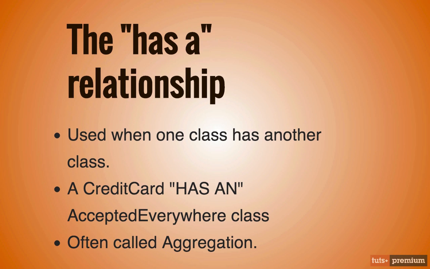Now, the has-a relationship is used to describe the relationship of when a class has another class. An example of this would be from our MoneyCard program. Each MoneyCard has an acceptability behavior defined as an instance variable. That could be a credit card has an accepted everywhere class, or a gift card has an accepted select locations class. This has-a relationship is also called aggregation. So in other words, we could say that a credit card object aggregates an accepted everywhere object.